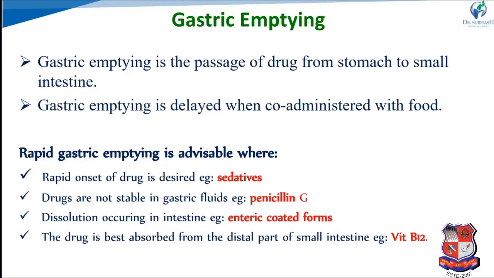In that example, enteric coated dosage forms such as tablets, we require less time in the stomach and more time in the intestinal part. Drugs that are best absorbed from the distal part of the small intestine, for example vitamin B, we advise to go for rapid gastric emptying.